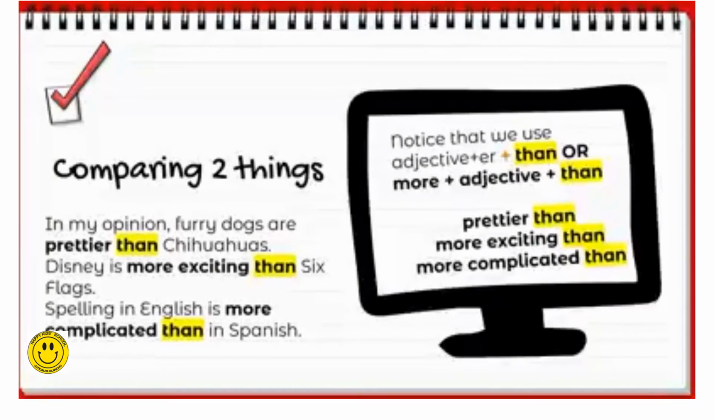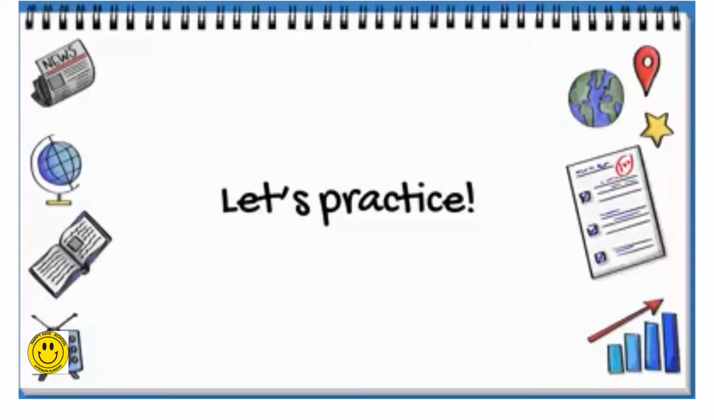So here we use the adjective plus ER, pretty, plus than, okay? This is the exception we saw before. But we also have the use with more. But we always have to use than. More plus adjective plus than. Prettier than. More exciting than. More complicated than. Let's practice, shall we?